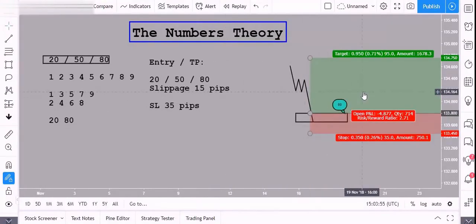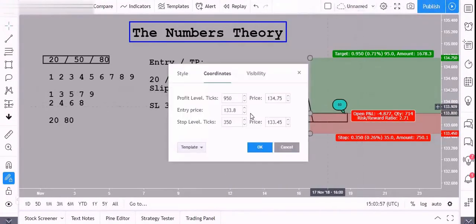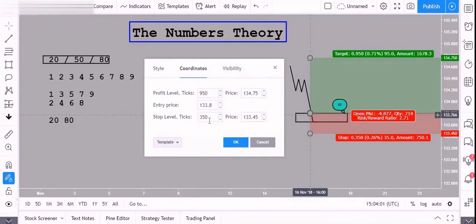Now, one thing I want you to know about this. When you put, let's say, long on the 80, and you're using a stop loss of 35 pips, after you put the 35 pips stop loss, you get a price. This price represents 35 pips below the 80 if I'm long. I'm going to take this stop loss number right now and copy it, Control C on my keyboard.